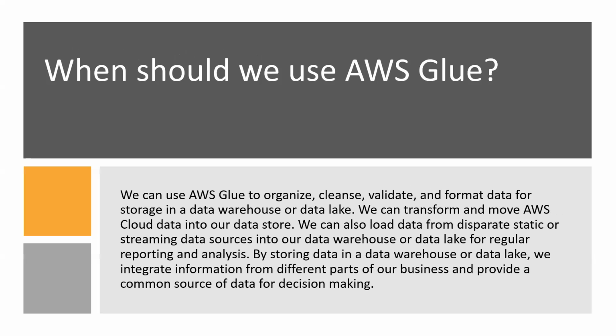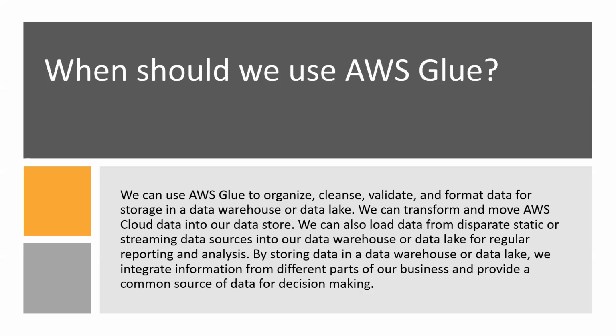When should we use AWS Glue? We can use AWS Glue to organize, cleanse, validate, and format data for storage in a data warehouse or data lake. We can transform and move AWS cloud data into our data store. We can also load data from disparate static or streaming data sources into our data warehouse or data lake for regular reporting and analysis. By storing data in a data warehouse or data lake, we integrate information from different parts of our business and provide a common source of data for decision making.